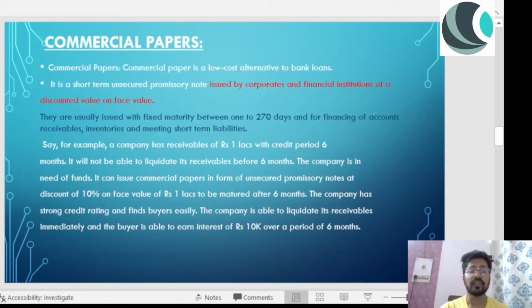Let's talk about the next money market instrument, commercial papers. Commercial paper is a low cost alternative to bank loan. It is a short term unsecured promissory note. So it is a short term unsecured.